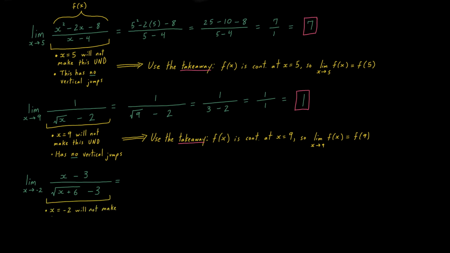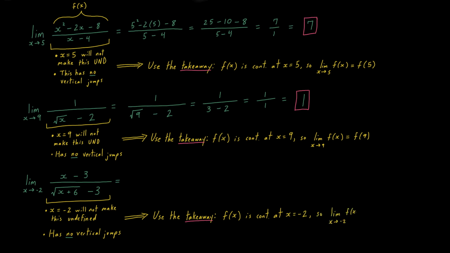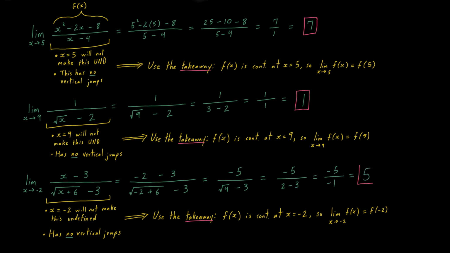Finally, same deal. If I stick -2 in that bottom, I don't get 0. I don't get something undefined for my function overall. This thing does not fit the form of something that has vertical jumps. I use the takeaway once again. The function is going to be continuous at the x-coordinate of interest, so the function value is the limit value at the x-coordinate of interest. A square root down there comes out to be a nice root 4, which comes out to be a nice 2, and so we have ourselves a 5.